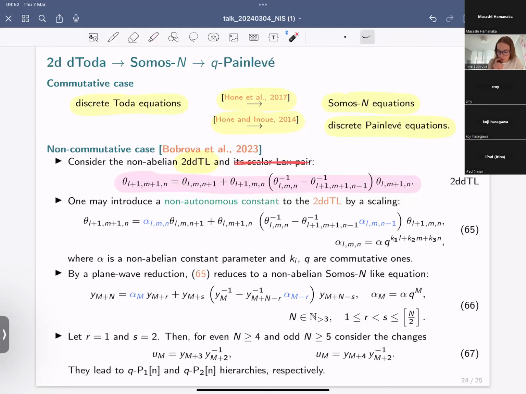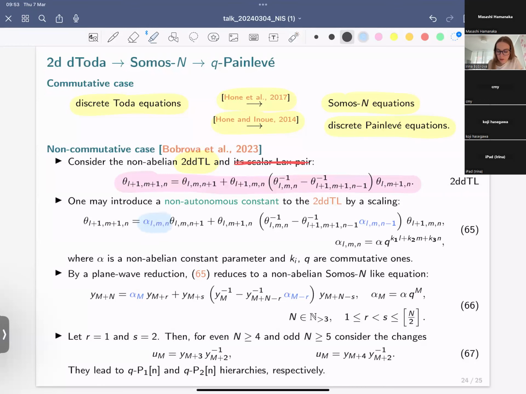Now we would like to study plane wave reductions of this equation. Since our aim is to obtain discrete Painlevé equations, they are non-autonomous. We need to introduce a non-autonomous constant to the Toda lattice, and it can be done by appropriate scaling.